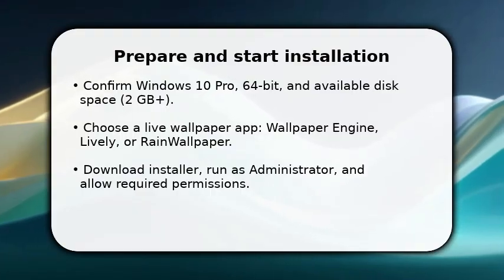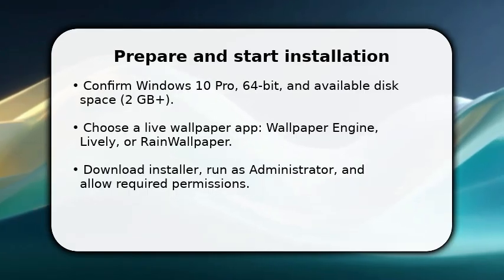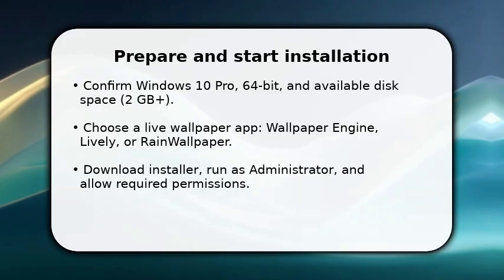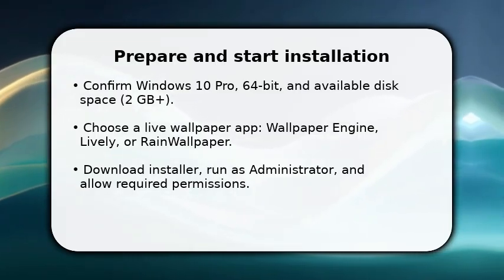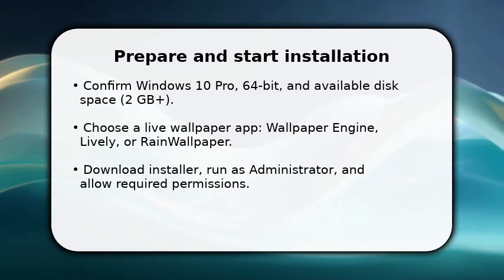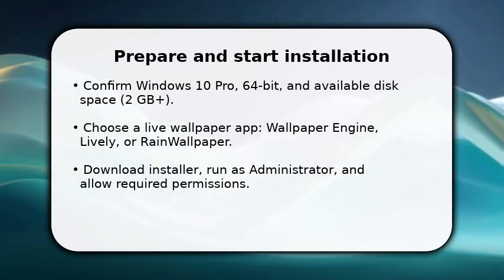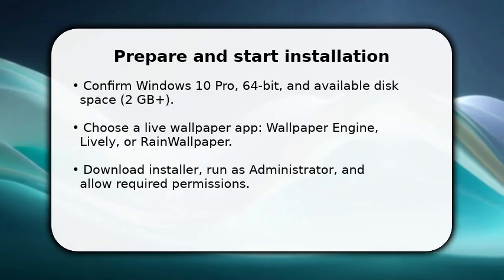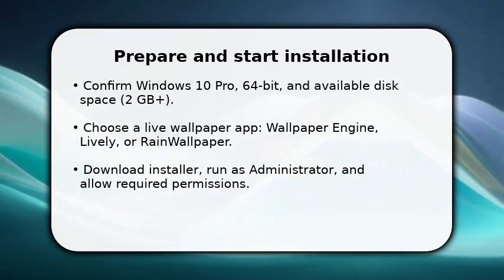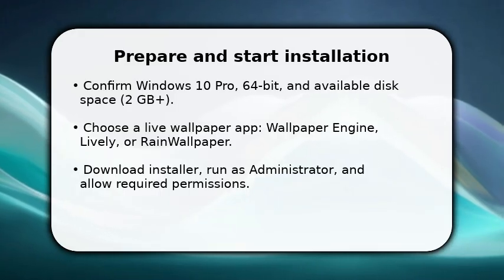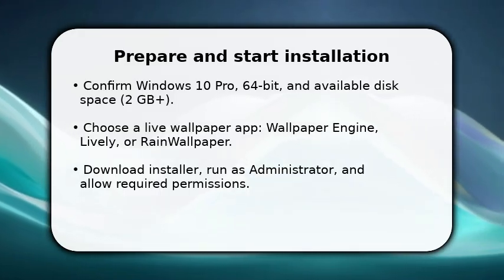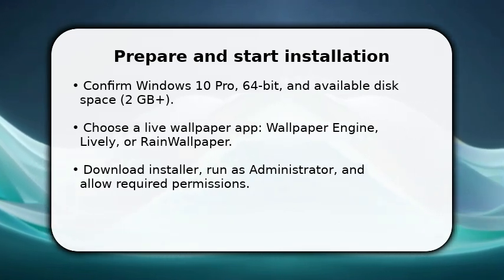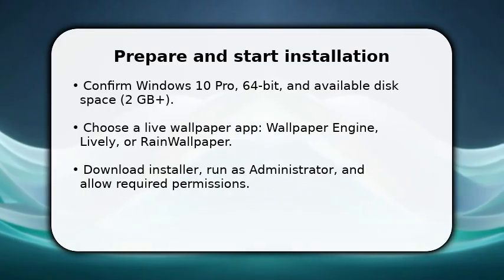You begin by verifying system compatibility and picking your app. This saves time and prevents errors. Once done, download the installer for Wallpaper Engine or Lively and run it as administrator so services can register. Make sure to close other full-screen apps and disable major antivirus prompts temporarily to avoid blocked files. You're doing this now because granting permissions at install ensures the wallpaper can access GPU acceleration and auto start. This is essential for smooth performance and proper integration with the Windows shell.